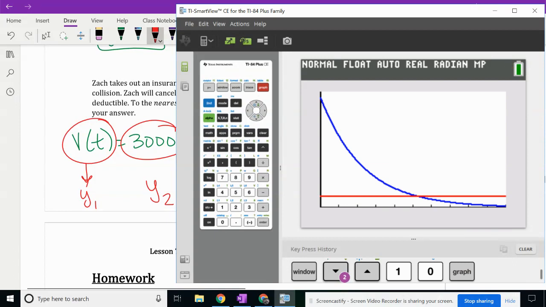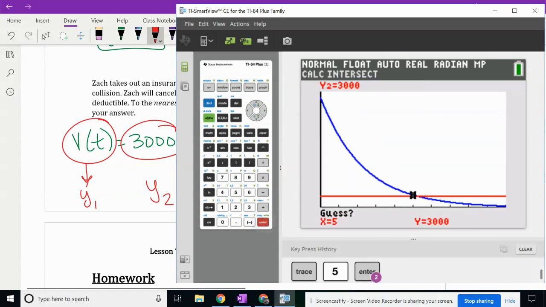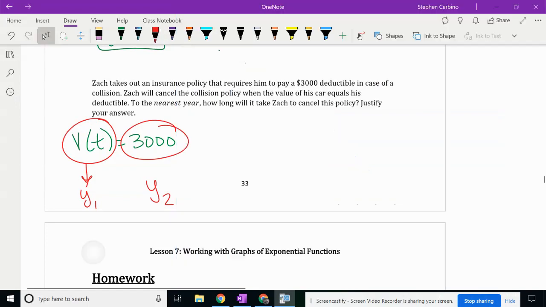To use the intersect feature in your graphing calculator, you must visually see the intersection on your screen. If you don't, it won't work. So if I hit second, trace, intersect, it's going to be pretty close anyway. It takes about 5.18 years. So on the bottom where it says to the nearest year, it would be 5 years for the value to get close to $3,000.